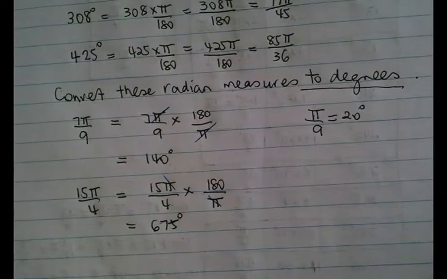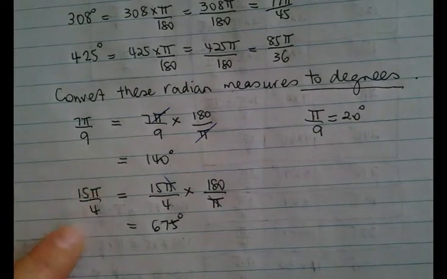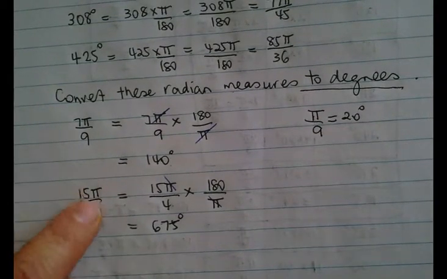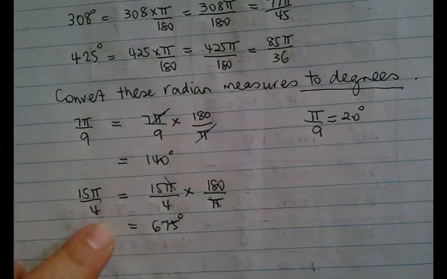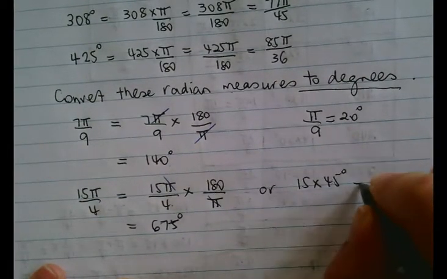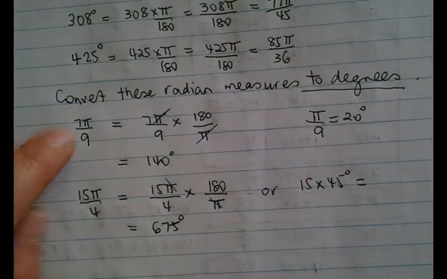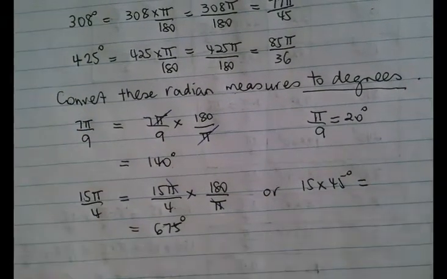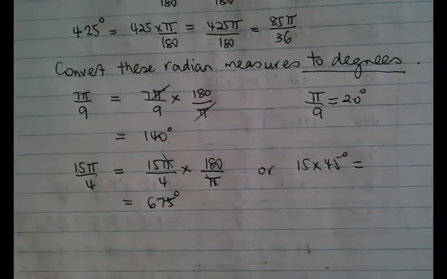So can you see both methods? But there really is a lot of merit in using that common sense approach. From what I was showing you on the page before, that's really 15 lots of pi on 4. Or I could have done 15 lots of 45. Here I could have done 7 lots of 20. I'll tell you when you have to use the rule.